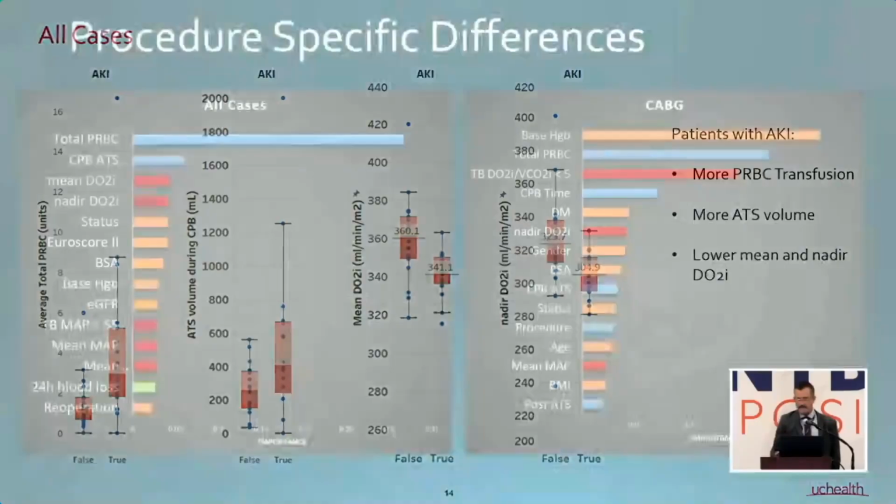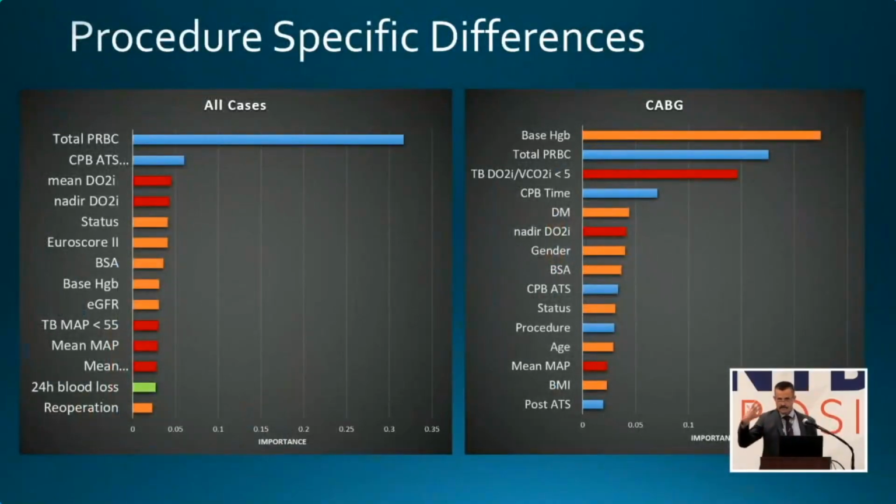What's interesting is as we break this group down into specific case types or subsets, the importance ranking changes. So this is CABG patients, for example, compared to all cases. And now our most important feature is baseline hemoglobin. And packed red blood cell transfusion falls to number 2. Moving significantly up the list is this metric that we call the time below DO2 VCO2 ratio less than 5.